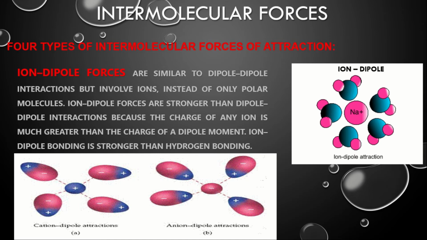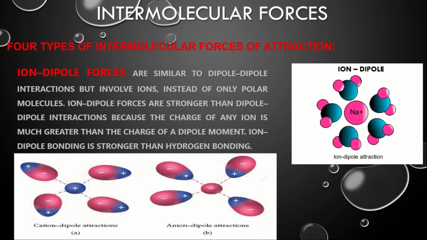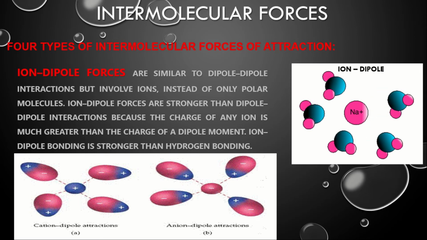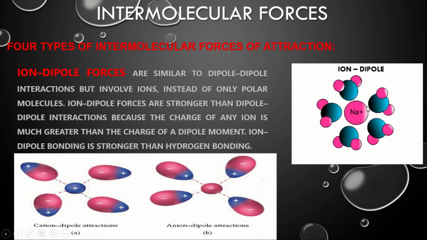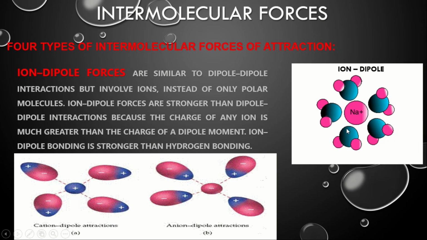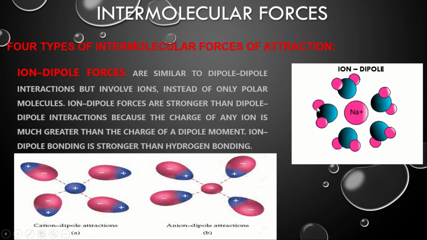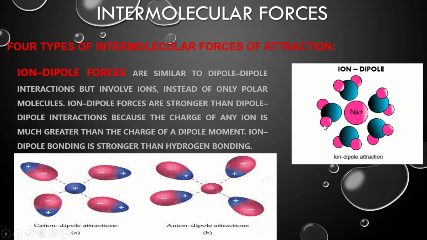So pag sinabi nating ion dipole, it involves an ion. It could either be a positive ion or a negative ion. Let us have the dissolving of sodium chloride or salt in water as an example. So because salt is composed of sodium and chlorine and when it interacts with water molecules, naghihiwalay yung sodium tapos chlorine. So, nagkakaroon ka ng sodium ion at chlorine ion. So, for example, dito sa sodium ion, what will happen kapag naging sodium ion na siya ngayon at nasa water siya? Remember that these particles are water particles or water molecules.